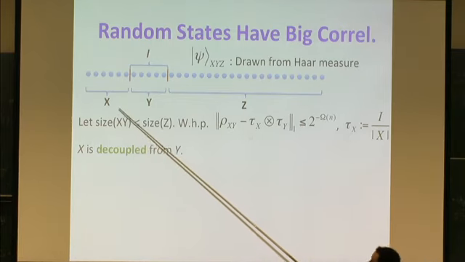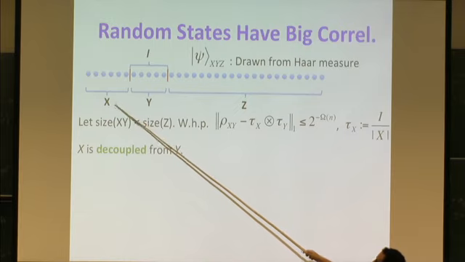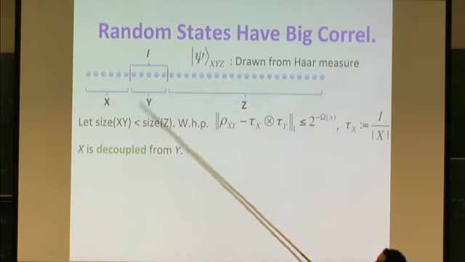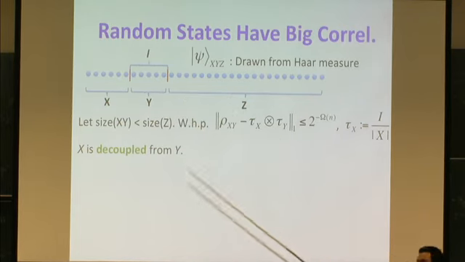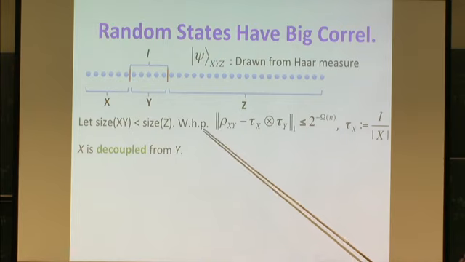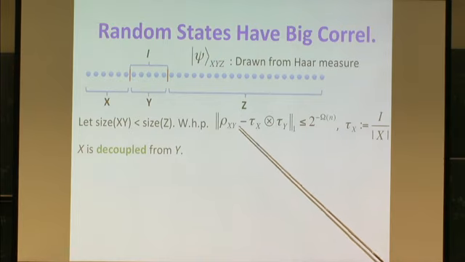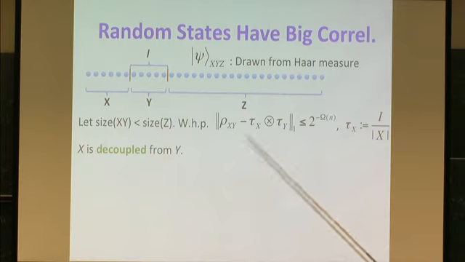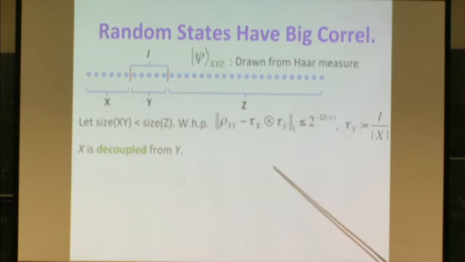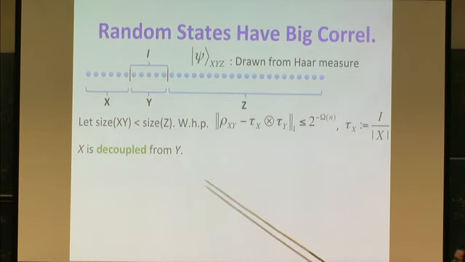Let's choose x roughly the size of y, but such that both of them are much smaller than z. So z is this huge region now. Again, you can compute things because it's a random state, and you see that the reduced state on x and y is very close to the maximally mixed state, up to some error exponentially small in n.